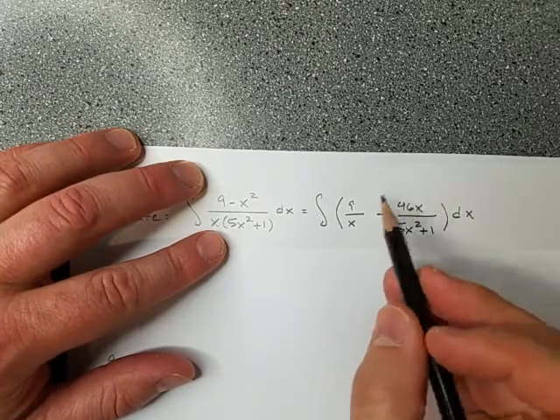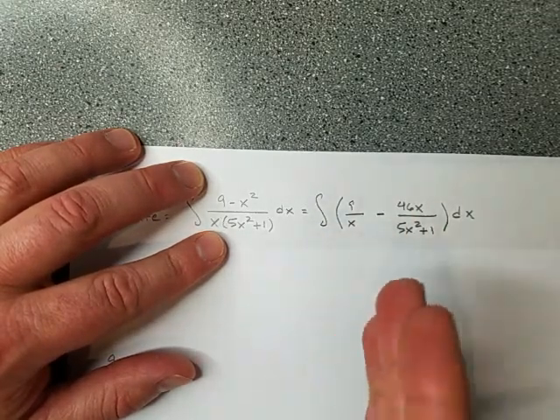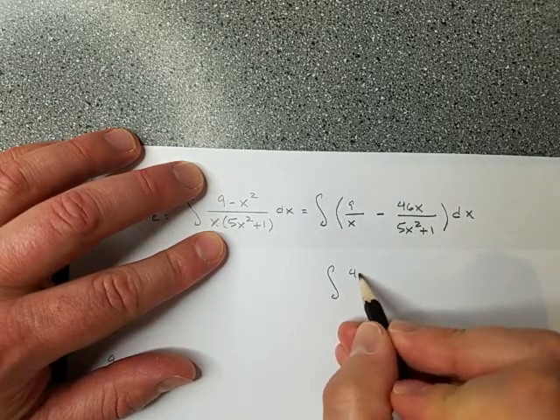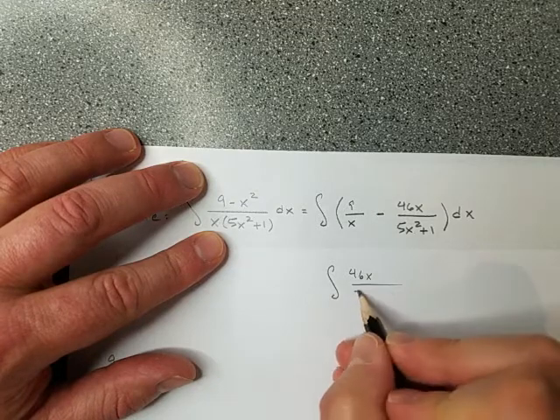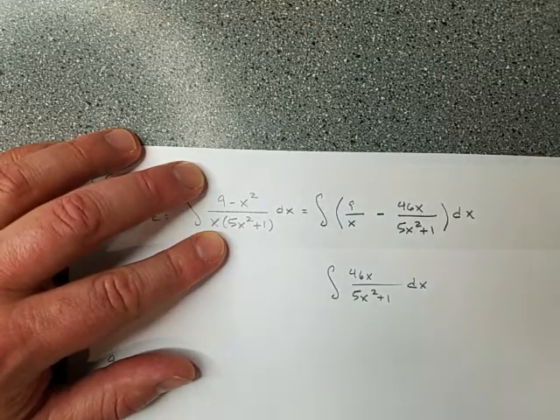So I don't want to do a bunch of work up here. I'd rather work that one out separately and just carry my answer over. So suppose you had just the integral of 46x over 5x squared plus 1 dx. What kind of problem would that be?